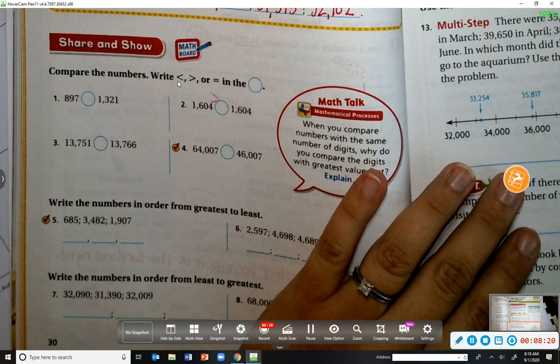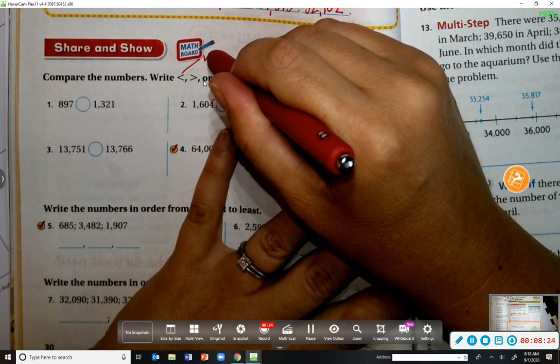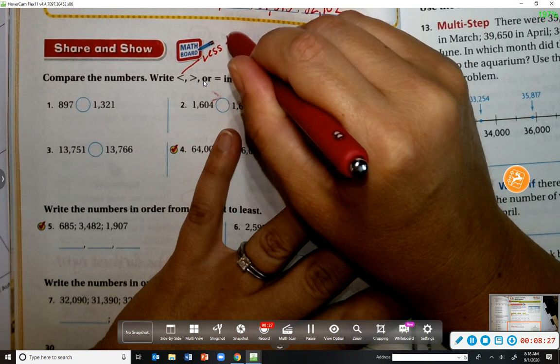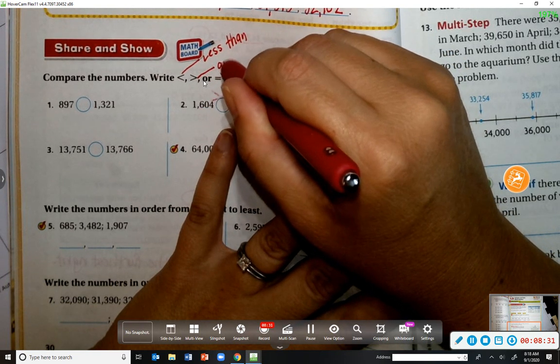Okay, so now let's go ahead and do some problems down here below. We're going to write the symbol. Remember, this one we would read as less than, and this one we would read as greater than.